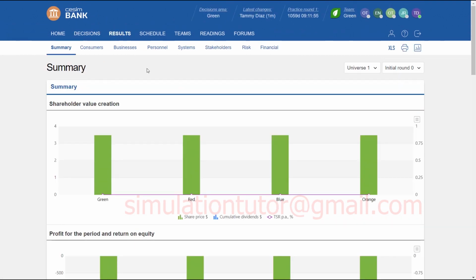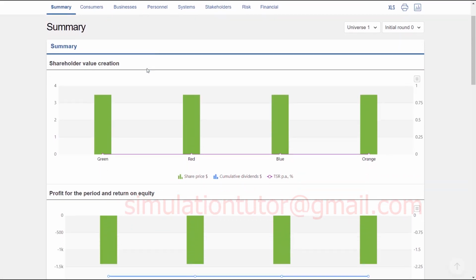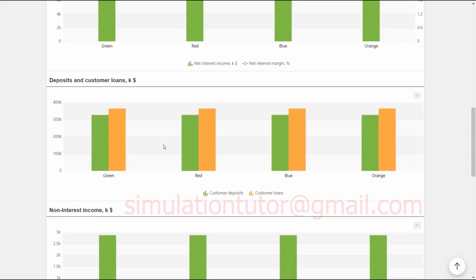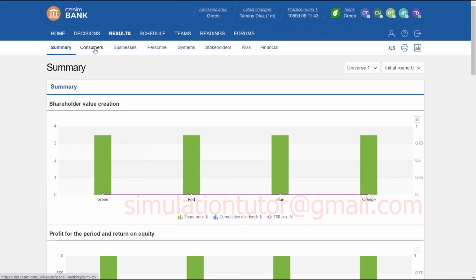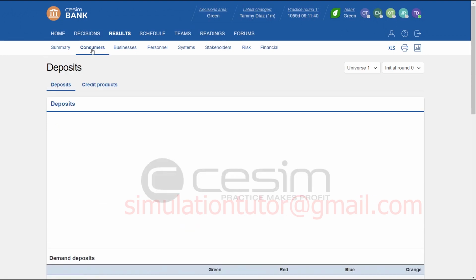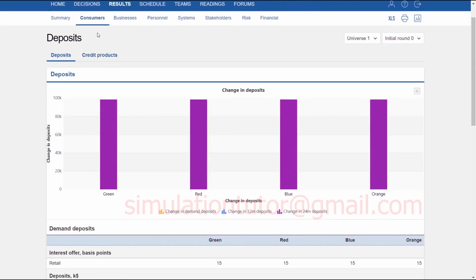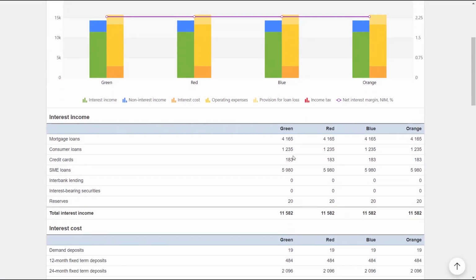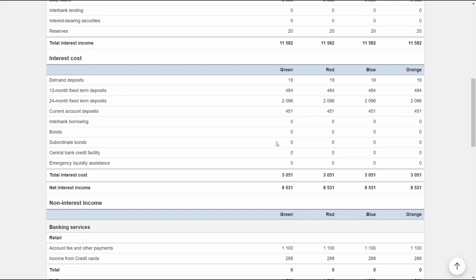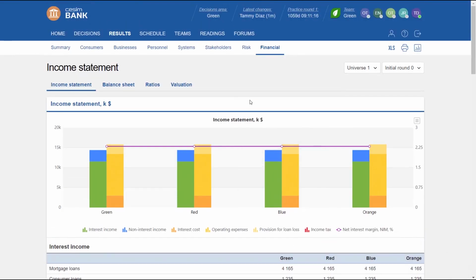The results section then includes results for the teams, and those we are showing side by side for all the different teams. There are multiple different reports available here, and the summary page has some graphics. Then we have more details in the different departments. We have the consumers, the business customers, the personnel page, stakeholders, risk page, and the financials. But the idea in all these pages is that you can analyze your own performance and then benchmark against the competitors. These results become available immediately when the round has closed.